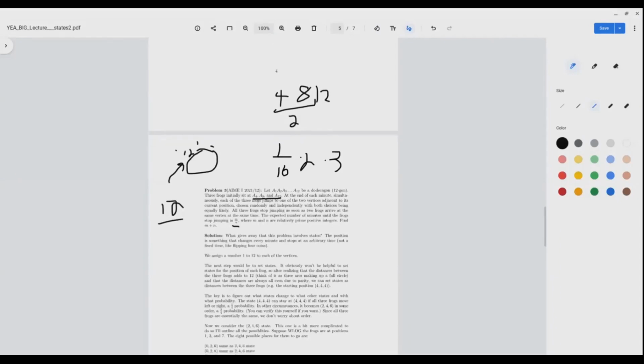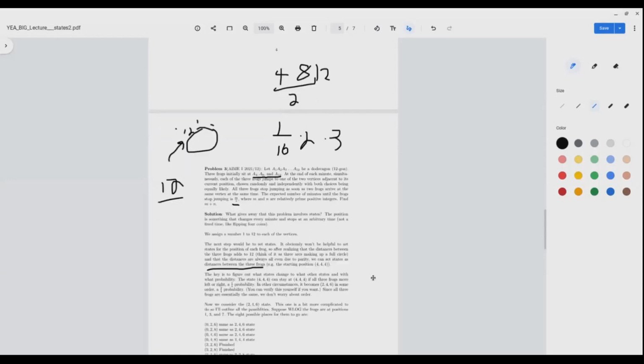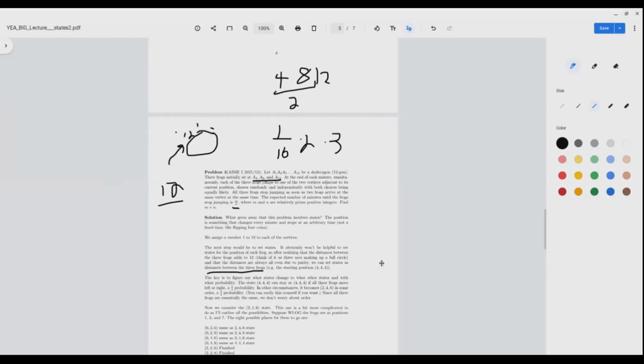We can set states as the distances between the 3 frogs. I've never seen a states problem that involves more than, I want to say, 4 different states, because when you have 4 different states, then you sometimes end up with a system of 4 equations, which is kind of annoying to solve.